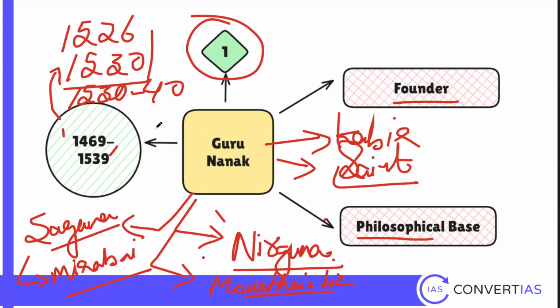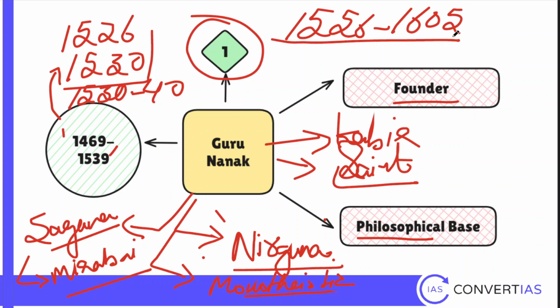If Guru Nanak is asked to be a contemporary of Akbar, no, he is not. Because Akbar's reign starts from 1556 and lasts till 1605. Guru Nanak died before that. So be very clear, Guru Nanak is a contemporary of Babur and Humayun, not Akbar. So that's about Guru Nanak. I've told you the philosophical base that he has put forth, which is Nirguna Bhakti.